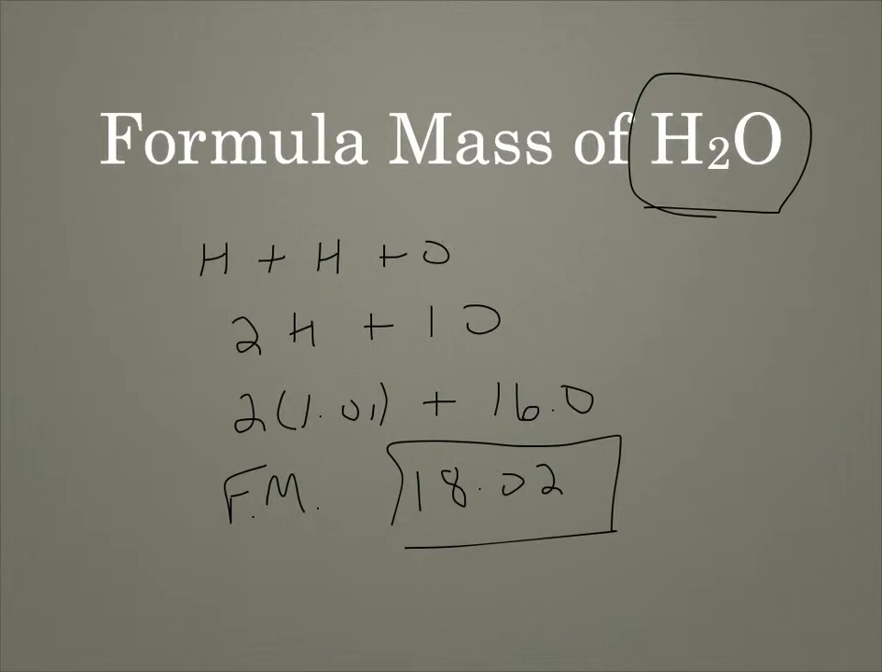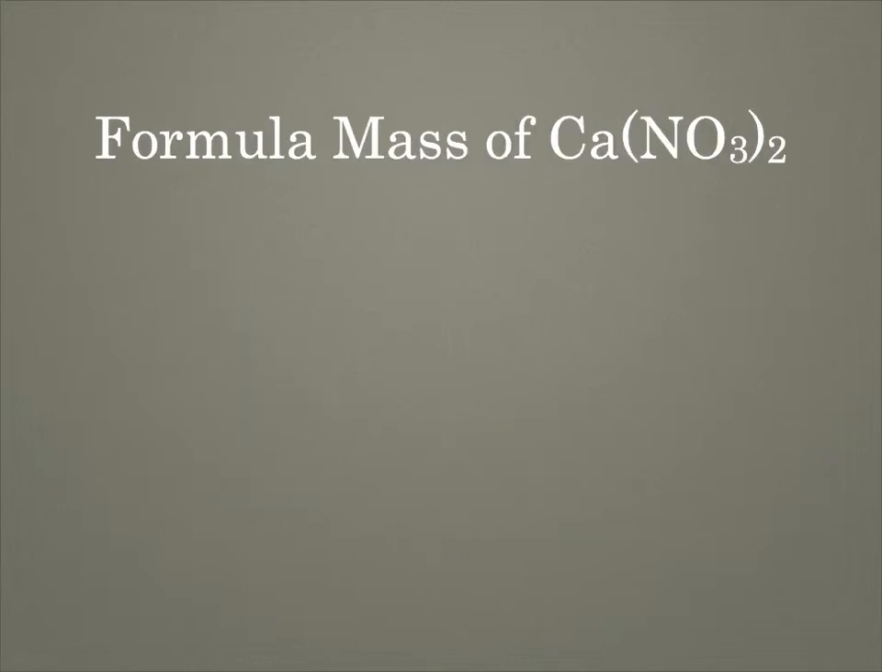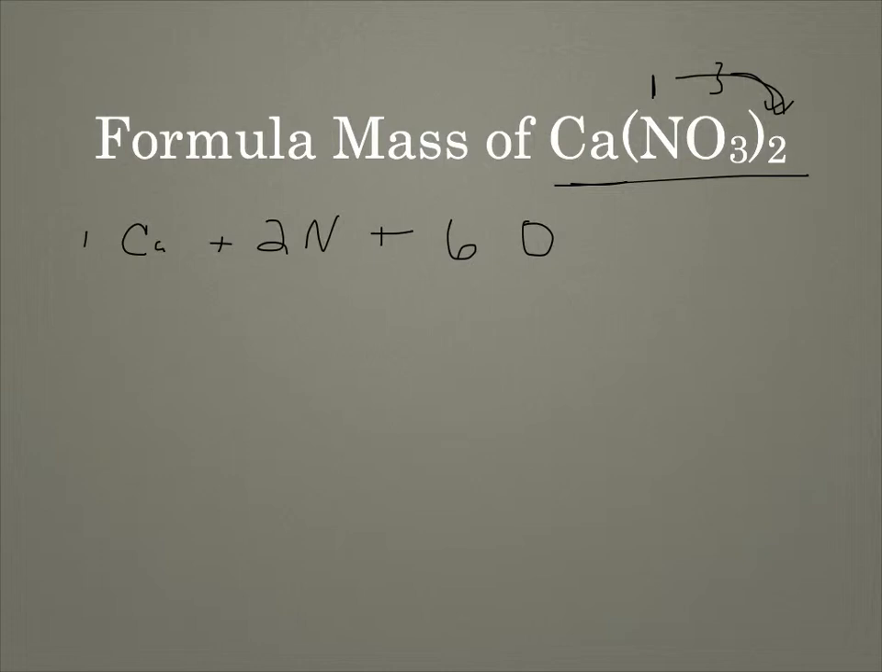Let's do another example. Okay, this one's a little more complicated. It's Ca(NO3)2. So you've got to think about, well, what does all this mean? How many of each thing do I have? Well, I've got 1 calcium. But I have 2 nitrogens, and I've got 3 oxygens times 2, or 6 oxygens. That's how I would figure out how many of each there are.